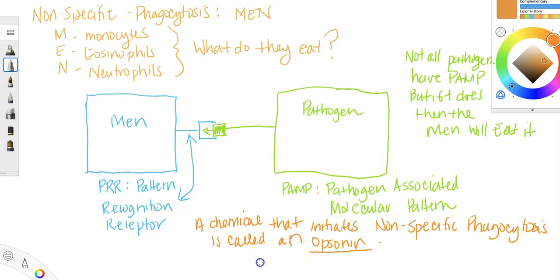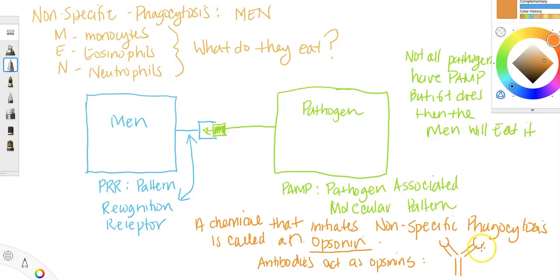So antibodies can act as opsonins. So an antibody, if we remember from looking at the blood typing, all antibodies have this structure, like the little T thing, and on the little arms here are little like receptors, and these antibodies can bind onto the pathogen if it has this receptor, and can kind of show it to the men for this non-specific phagocytosis.